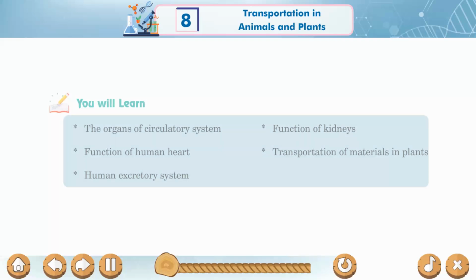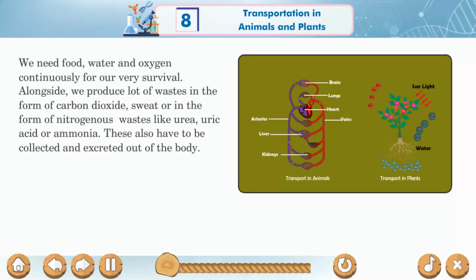materials in plant. We need food, water and oxygen continuously for our very survival. Alongside, we produce lot of wastes in the form of carbon dioxide, sweat or in the form of nitrogenous wastes like urea, uric acid or ammonia. These also have to be collected and excreted out of the body.